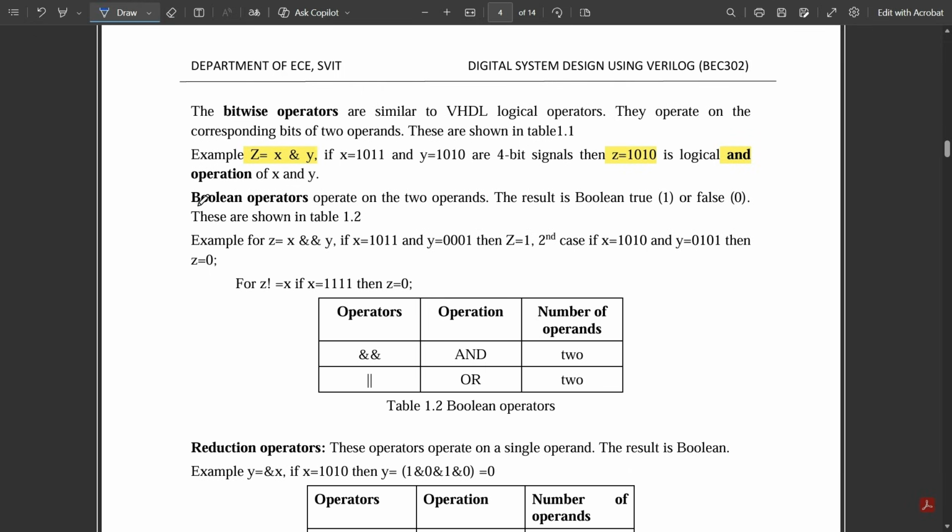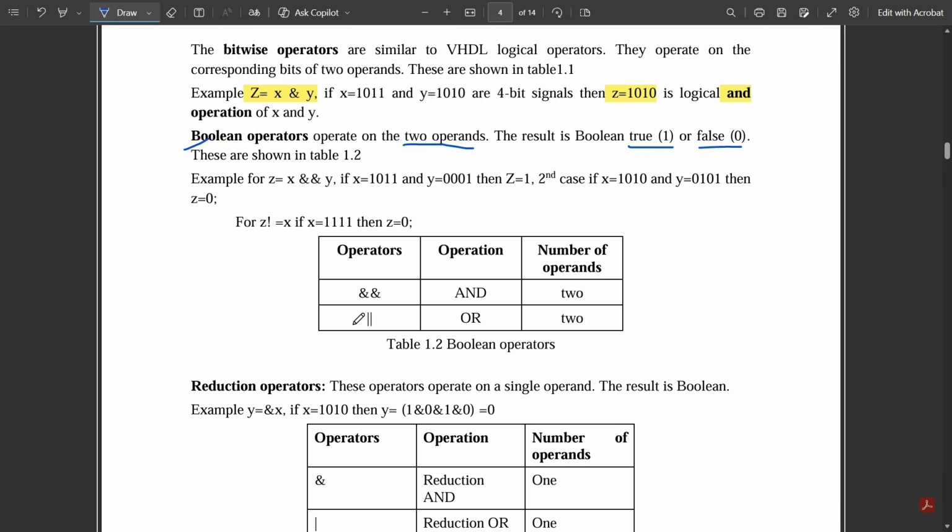Then we have the Boolean operator. It operates on two operands. The result is either Boolean true, 1, or false, 0. Okay, so they are shown in the below tables here.